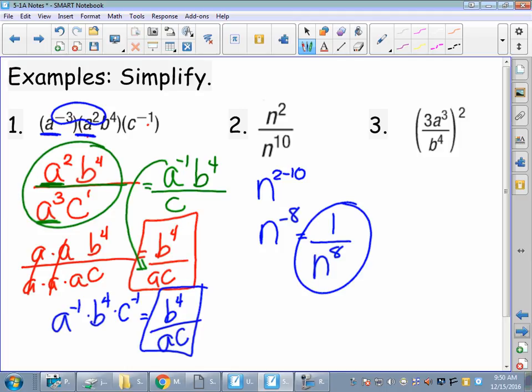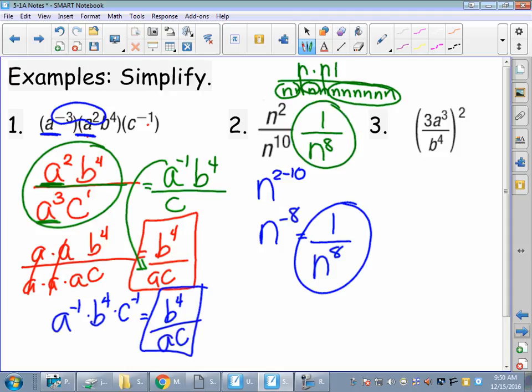Okay, another way to do that problem would be expansion. I have 2 n's on top, 10 n's on the bottom. 2 of those n's are going to turn into 1's. Whenever that happens, you got to have a placeholder 1, right? There's always a coefficient of 1. It doesn't disappear. And so I have 1, and then I have 8 n's left over. So 1 over n to the 8th. Okay? The whole idea of the rule is so you don't have to expand, but sometimes that's the best way. Then you won't make mistakes.